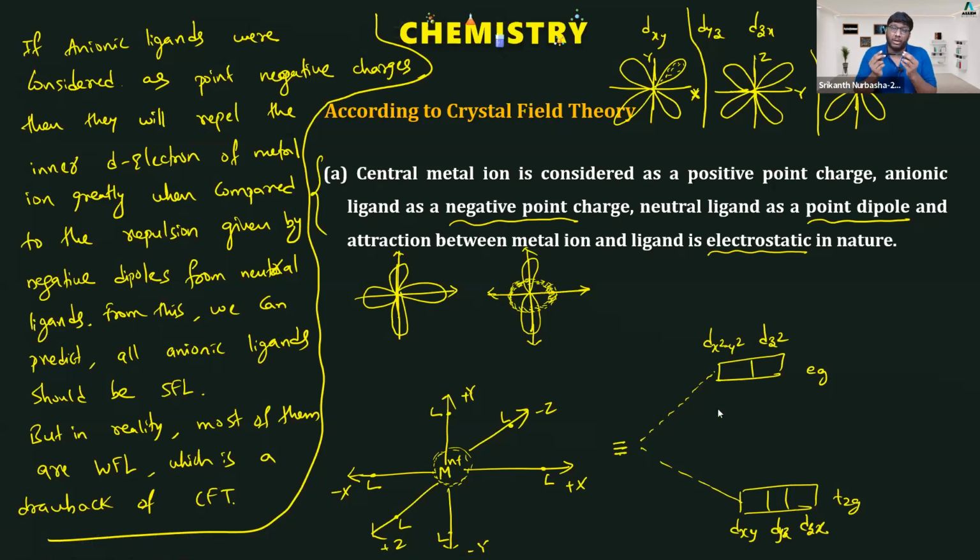We have 5d orbitals, students. All the 5d orbitals will not experience the same repulsion from the ligands. Those d orbitals whose lobes are along the axis experience more repulsion when compared to those d orbitals whose lobes are in between the axis. This is the scenario when it is your octahedral complex.